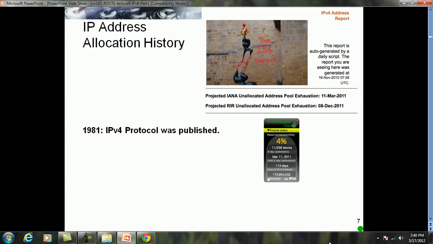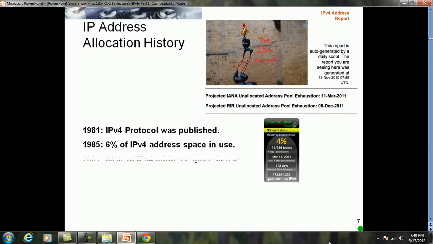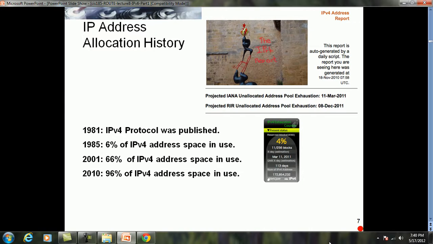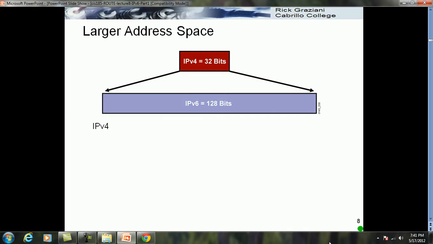So, IPv4 was published in 1981, the IP address allocation history. Then 6% of IPv4 address space was in use in 1985, 4 years later. And in 2001 it was 66%. In 2010 it was 96%. So you can feel the heat of IPv4, correct?